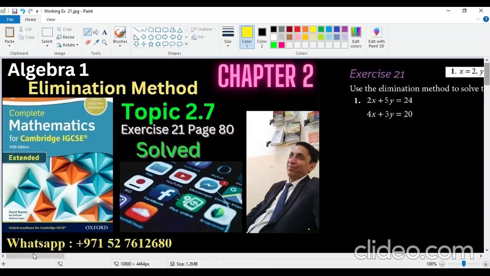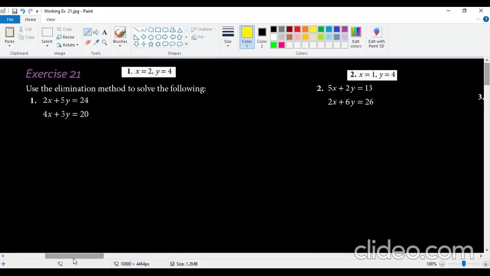Taking you straight to the explanation of question number 1 in exercise 21. There are two equations we are going to use simultaneously. We'll be solving them simultaneously. This is why these equations are called simultaneous equations, and we'll be solving them using the elimination method. Elimination method means that we are going to eliminate either x or y. The method we are going to use is that we can equalize the x values or we can equalize the y values. In this question, I will be equalizing x.